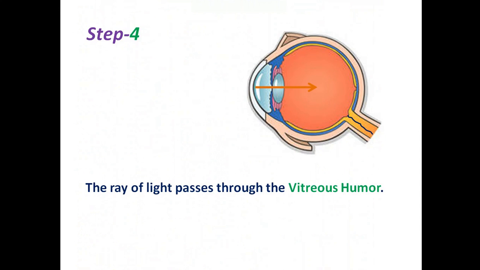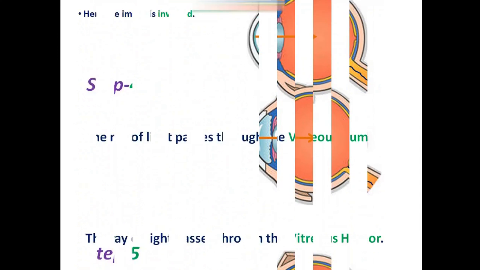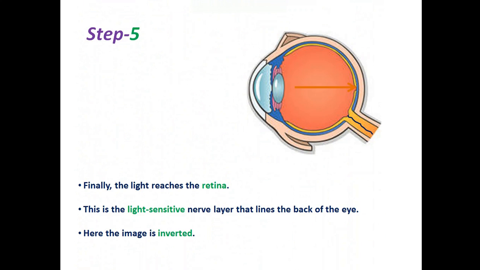Step 4. The ray of light passes through the vitreous humor. Step 5. Finally, the light reaches the retina. This is the light-sensitive nerve layer that lines the back of the eye. Here the image is inverted. What? Inverted? Well, yeah, the image formed on the retina is actually inverted, or reversed.